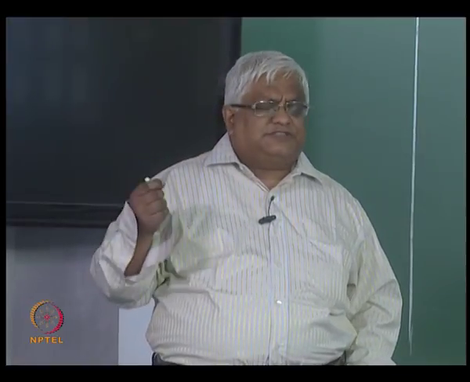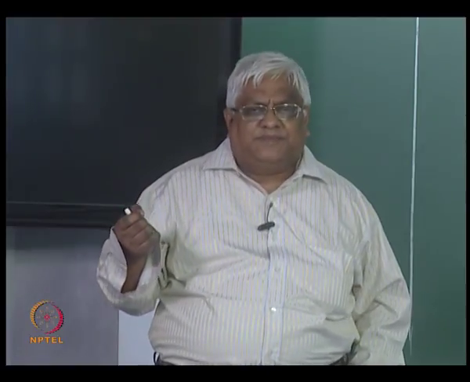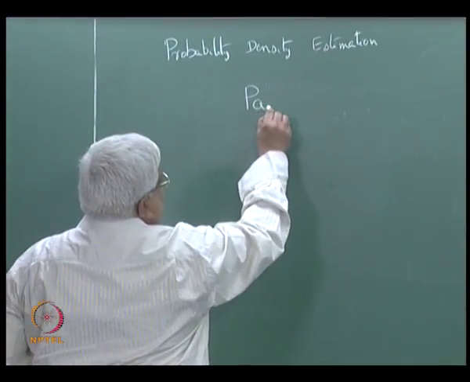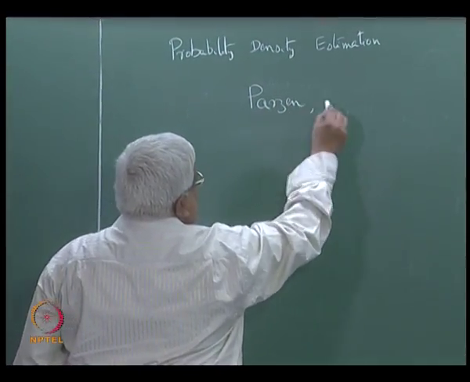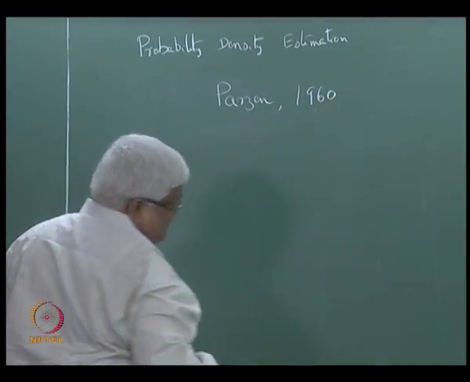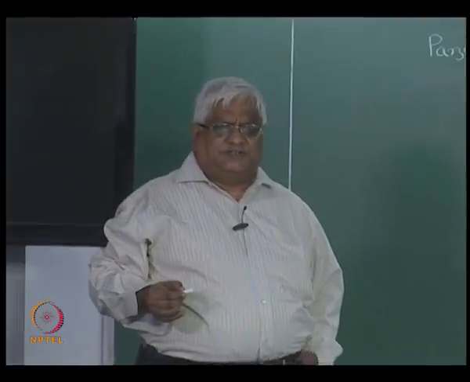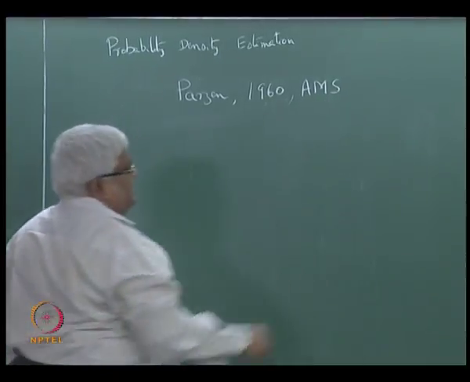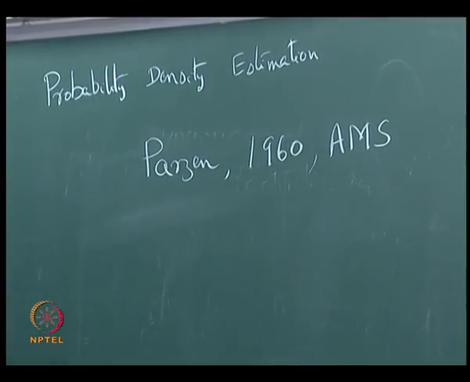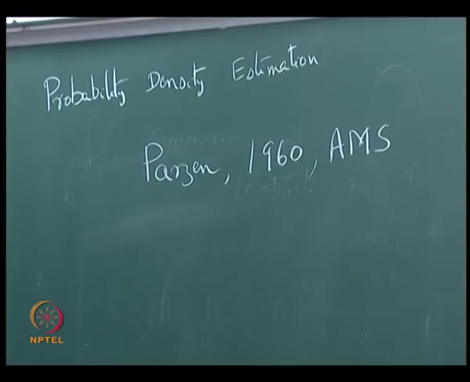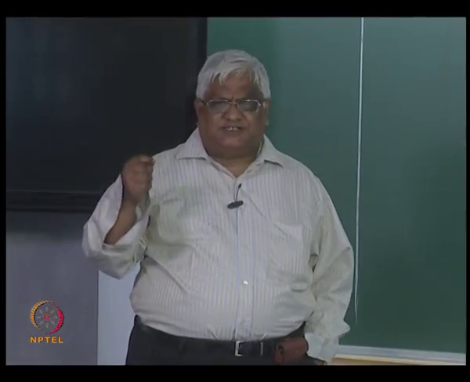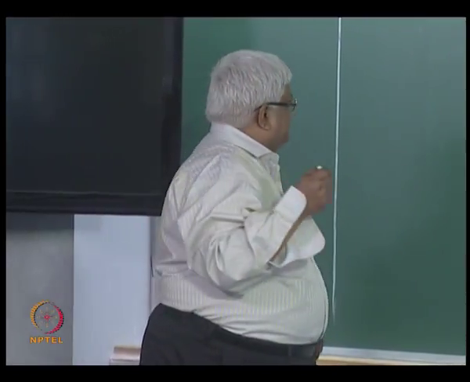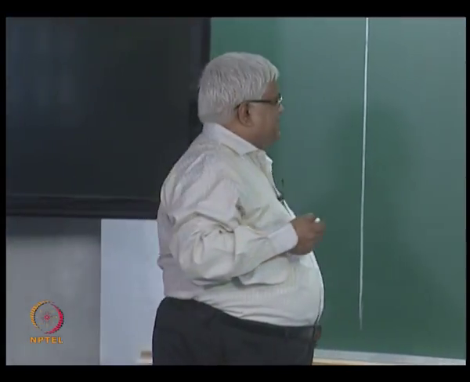So one of the first works on this was done by someone named Parzen, in the year 1960, and the paper was published in the Annals of Mathematical Statistics, AMS. This is usually known as Parzen density estimation. Now let me just explain this to you.